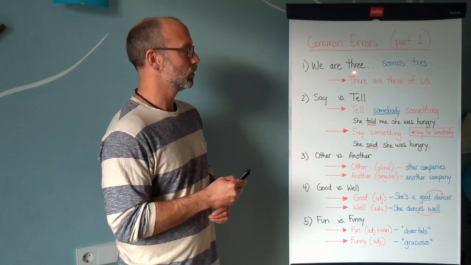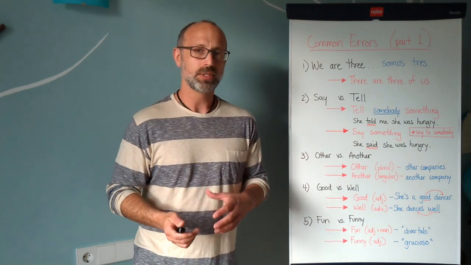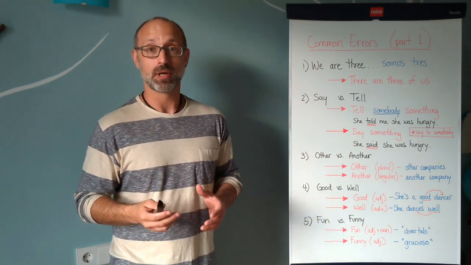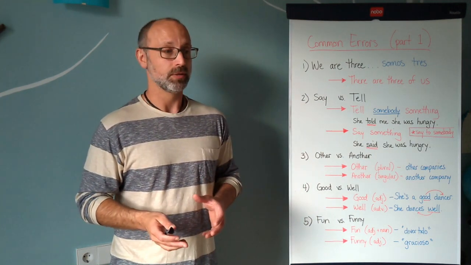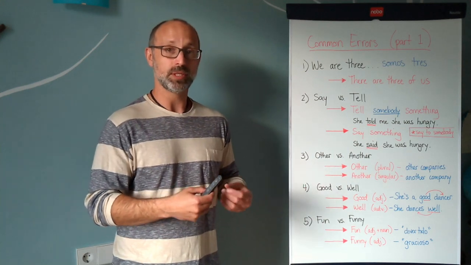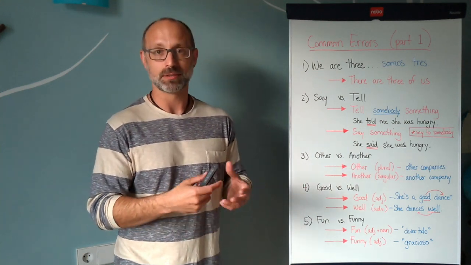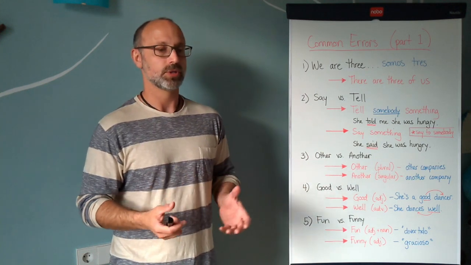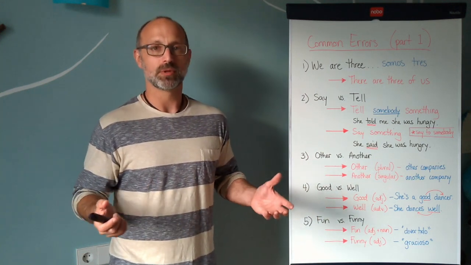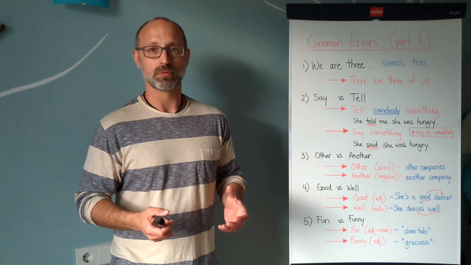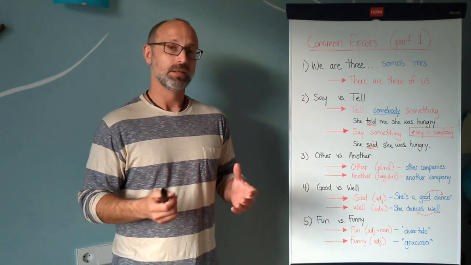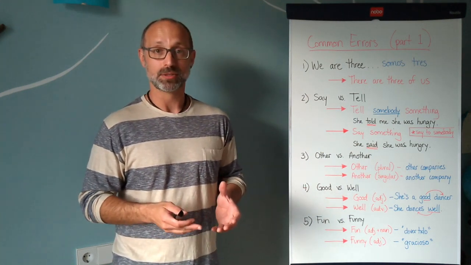So number 1, "we are 3." Now this is a typical response that I hear a lot of people say when they want to express the number of people that are in a place at a time. For example, how many people are in class today? "We are 3." This doesn't work in English.